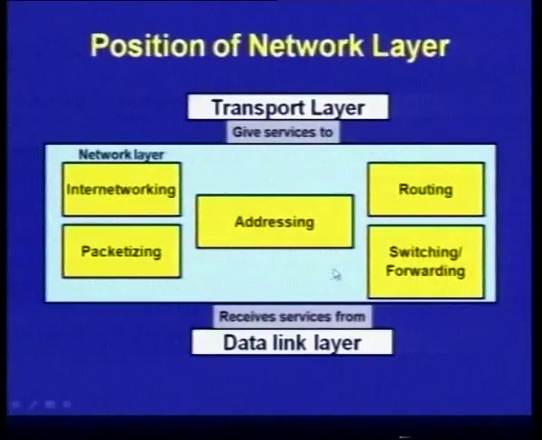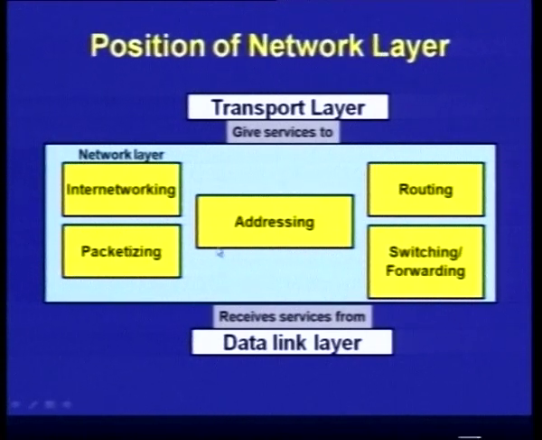So let's look at the position of the network layer in our network layer stack. It is placed between the data link layer and the transport layer. So it gives services to the transport layer and receives services from the data link layer. Remember that this is our 5 layer or 7 layer protocol stack model. In the TCP IP model, you will have the data link layer here and the transport layer on top. The same thing is true of the OSI model as well. So the network layer is in between the data link layer and the transport layer.